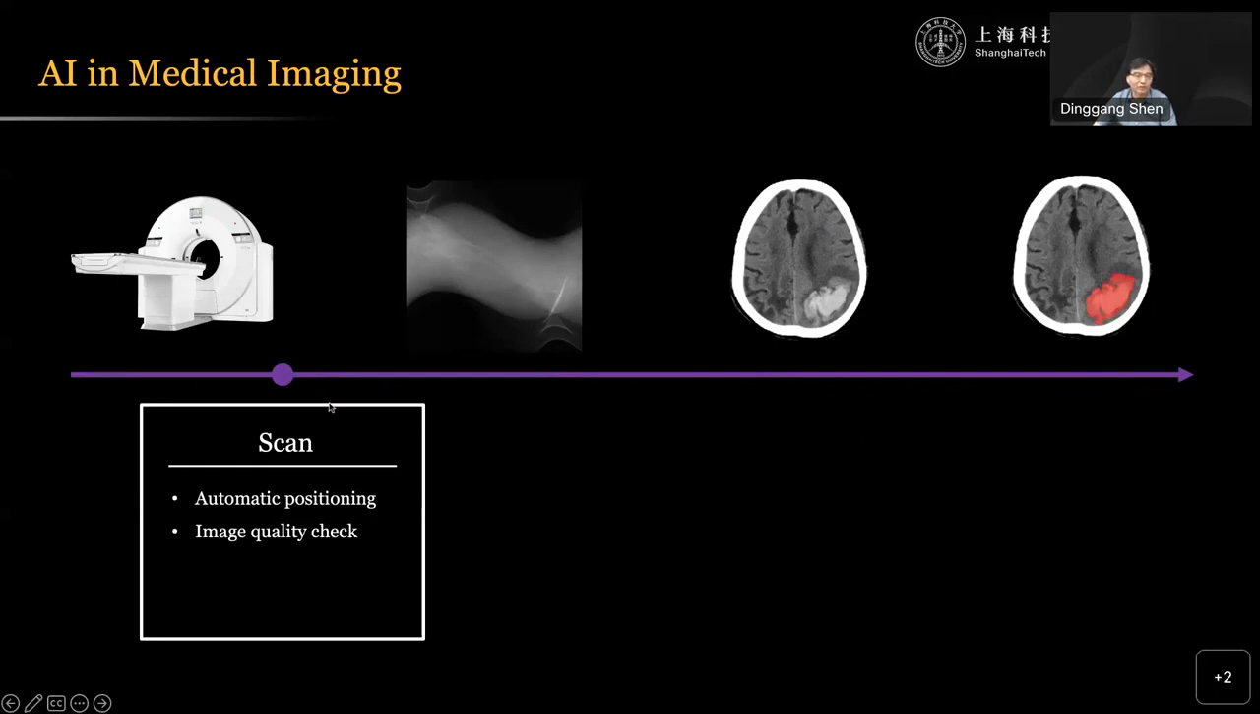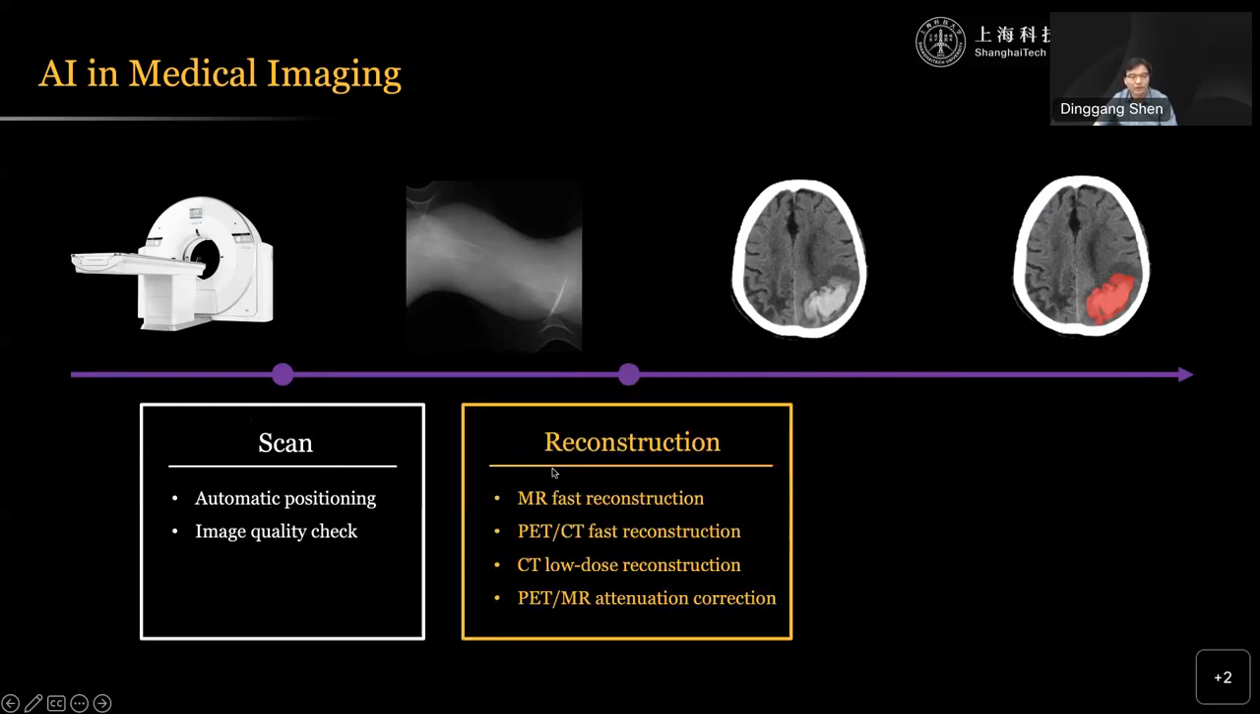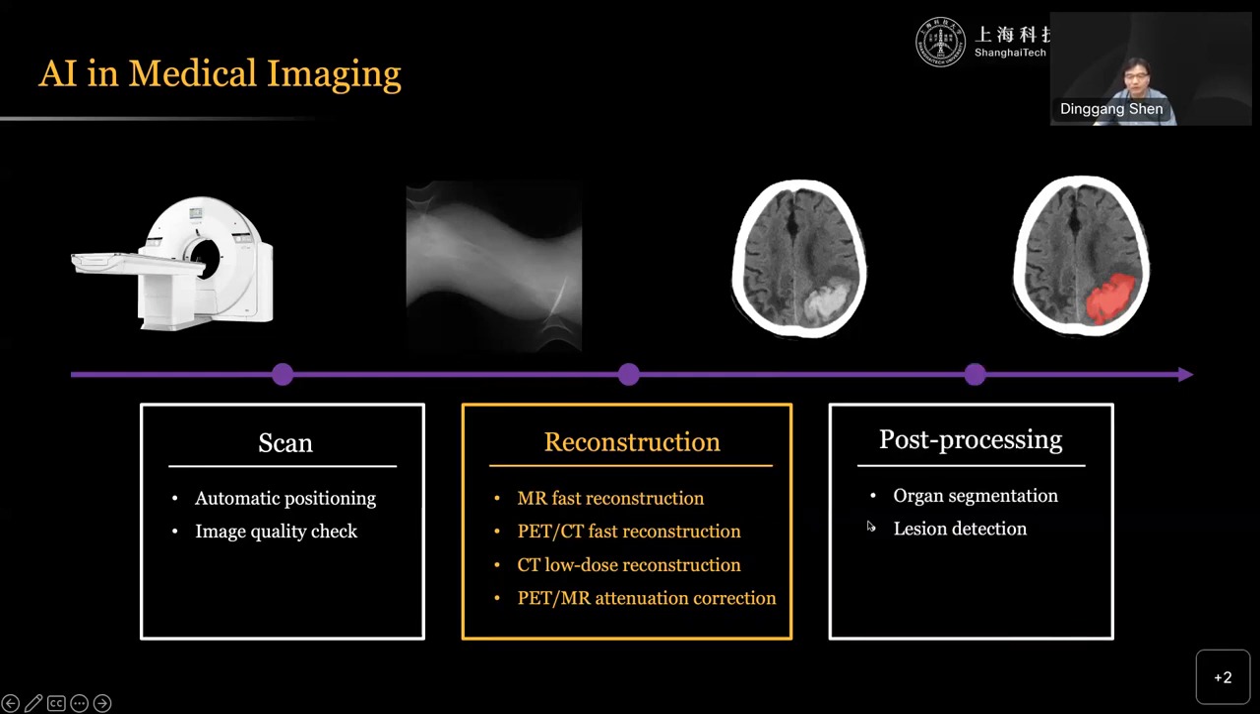The first one is, for example, we can use machine learning for auto positioning, and also we can check the image quality. And this is during the scanning or after image acquisition, we need to do the image reconstruction. We can use the machine learning algorithm or deep learning algorithm for fast MRI, PET CT, low dose CT reconstruction, and also we can do MR PET attenuation correction. Of course, there are many applications after we acquire the image, which we call post-processing. You can do the organ segmentation, and also you can do the lesion detection. In today's talk, I mainly focus on image reconstruction. As I mentioned, for MRI, PET CT, low dose CT, and the PET MR attenuation correction.